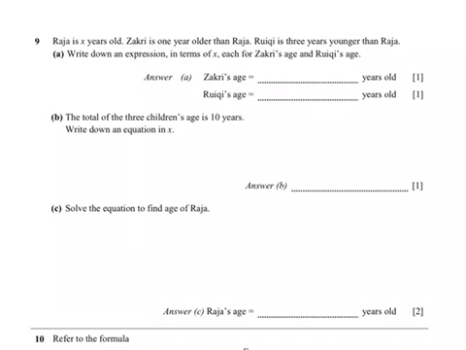Okay, how about this one? Writing an expression. So Zachary is 1 year older than Raja, so it's x plus 1. Reichi is 3 years younger than Raja, so it's x minus 3. So if the total age is 10, you have an equation of x plus 1, x minus 3 equals to 10. Okay, you can leave your answer this way, no problem. Just solve the equation.